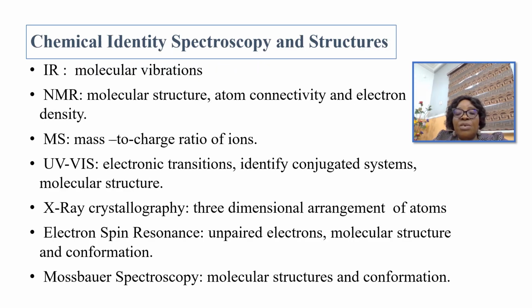Chemical identity, spectroscopy and structures. What is it all about? In chemical identity, we have several spectroscopies that help give us information about the structures of molecules, compounds, or ions. IR provides information about molecular vibrations, which can be used to identify functional groups and molecular structure. So if you want to know the functional group of a compound, you must use your IR to determine it.